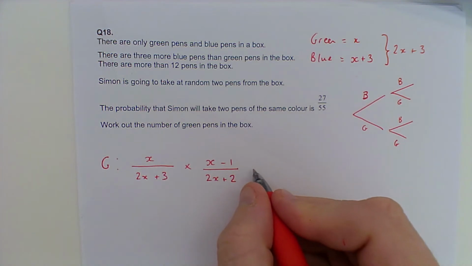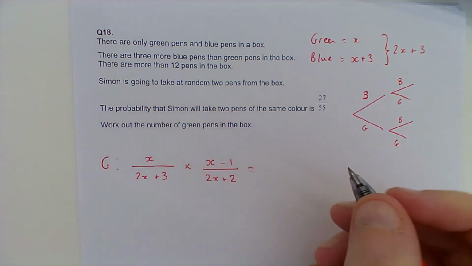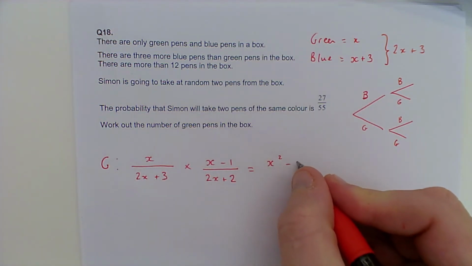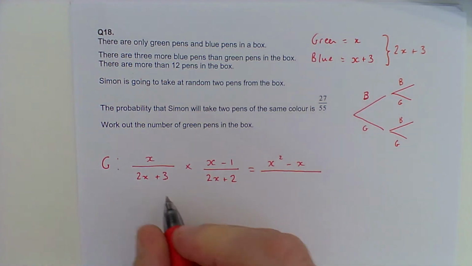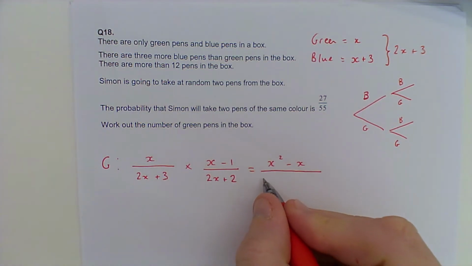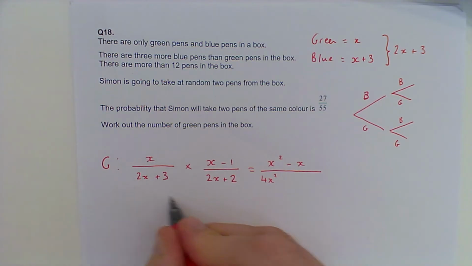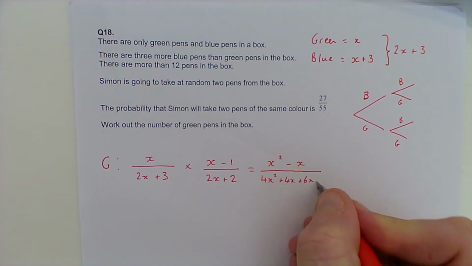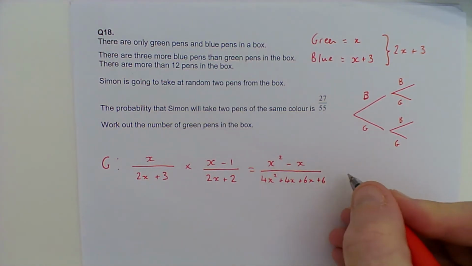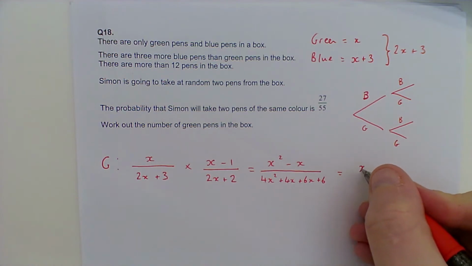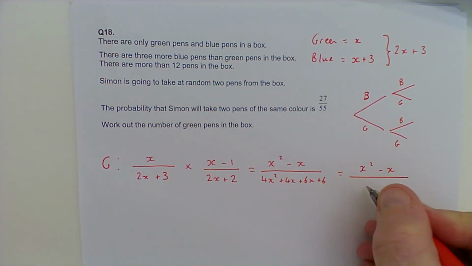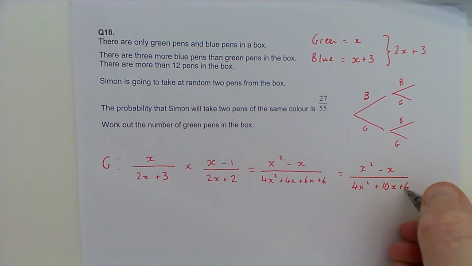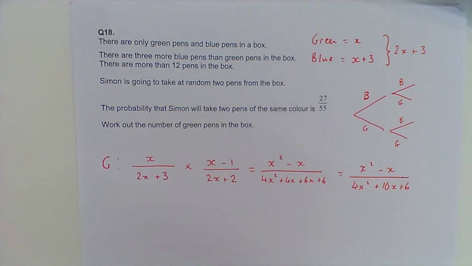The numerator is going to be quite an easy one to work out in some respects: x times x is x squared, and x times negative 1 is negative x. From the denominator, 2x times 2x is 4x squared, 2x times 2 is 4x, 3 times 2x is 6x, and 3 times 2 is 6. So I can simplify all of that to become x squared minus x over 4x squared plus 10x plus 6. So that's the probability of me picking 2 greens.